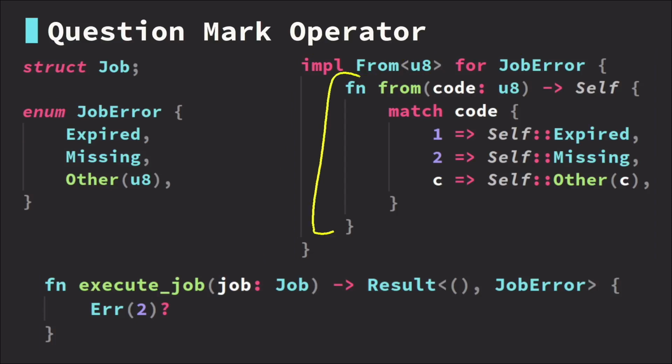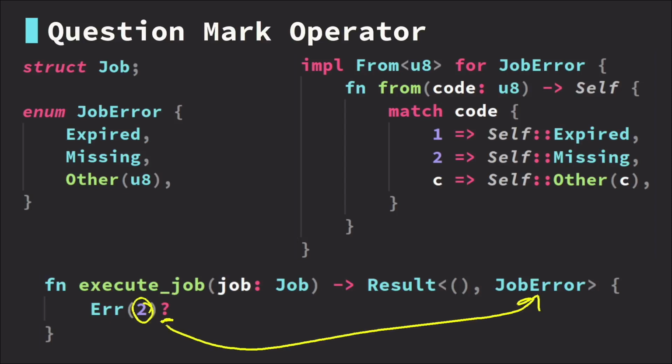In our from function, we take a code, which is a u8. We're matching on the code, and if it's 1, we'll have an expired job. If it's 2, a missing job. Any other code will have an other JobError code. In order to get a JobError enumeration from a u8, we can use the question mark operator. The question mark operator, when used, will attempt to convert whatever type is within into whatever type is being returned as an error. Since we are using the question mark operator, the function must return a Result.